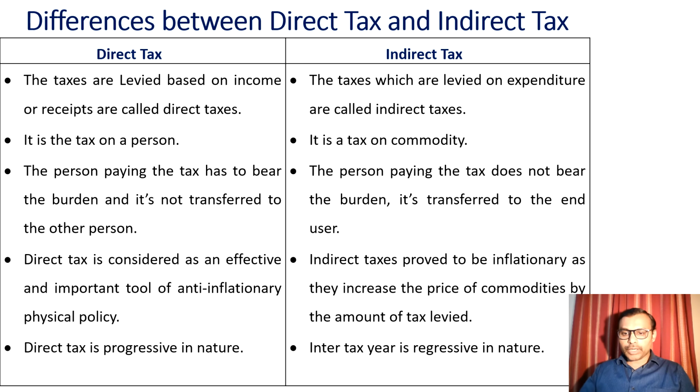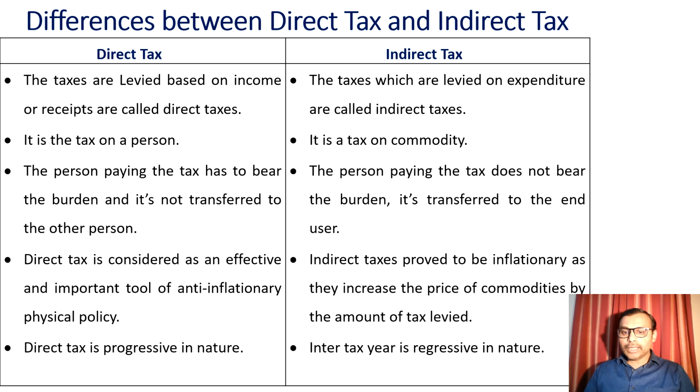Suppose, for example, a person earns 15 lakh rupees, then he will come under the higher tax slab. So the government will collect more tax from him, and it will create anti-inflation. It will create less inflation in the market. So he has to pay the high tax, then his income level will come down by paying the highest tax.